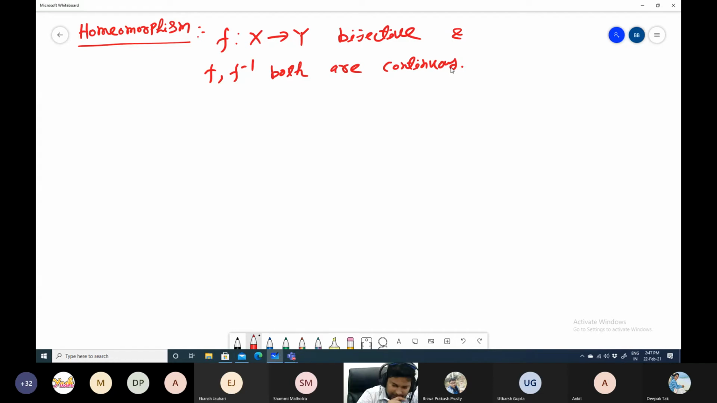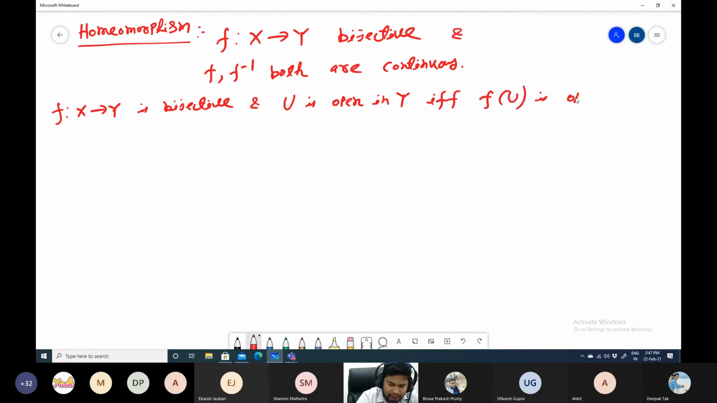Another way to say this is that F is bijective and U is open in Y if and only if F inverse of U is open in X. This is another criterion. Also try to think how to show that these two are equivalent. So this is one, homeomorphism.